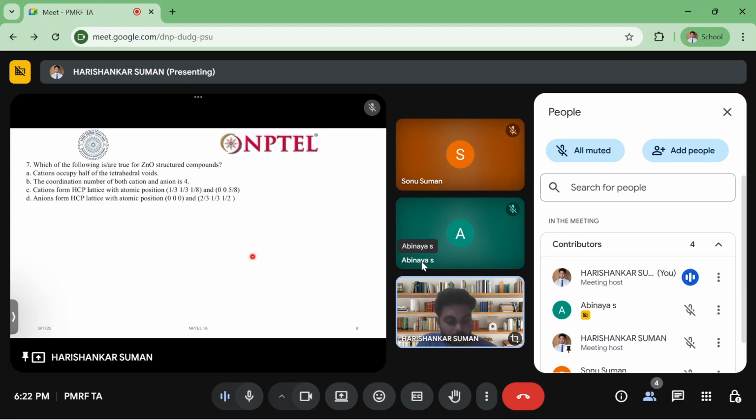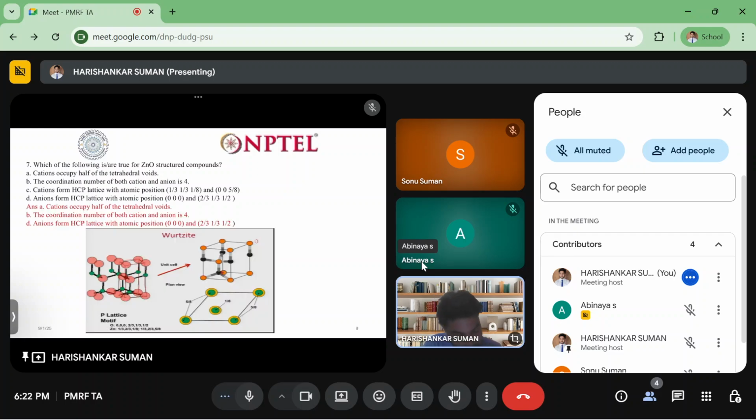So let's see the answer and discuss. The answer will be A. First, the cation occupies half of the tetrahedral voids, and the coordination number, as we have already discussed, is 4. The anion forms the HCP lattice. Please see the structure and motif. You can see the O2 negative with positions 0, 0, 0 and 2/3, 1/3, 1/2. So this is the anion.